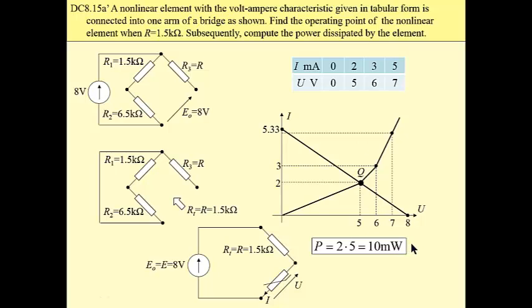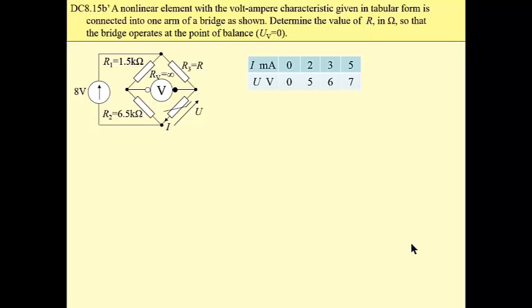Now the same circuit, but a different task. Now our task is to determine the value of this resistor R sub 3, so that the bridge operates at the point of balance, which means that the voltage across this voltmeter, the reading of this voltmeter, is 0. So to solve this problem we don't need a graphical analysis. It is a very simple problem.